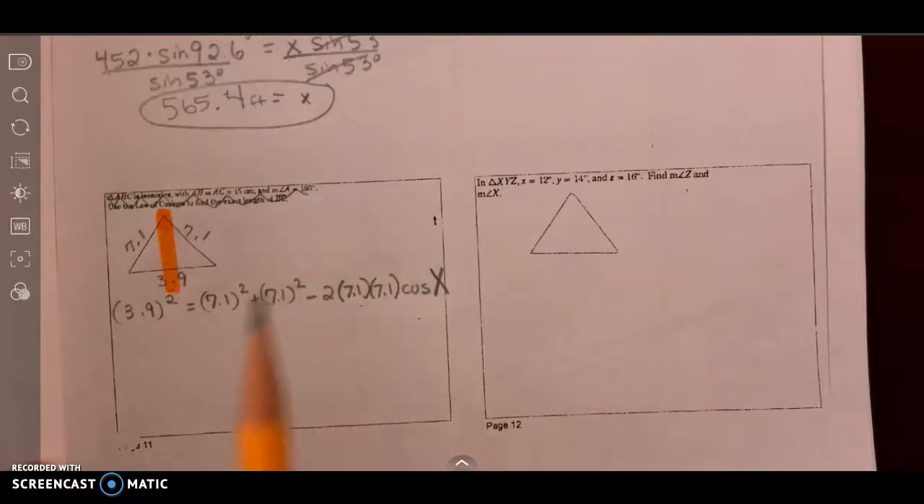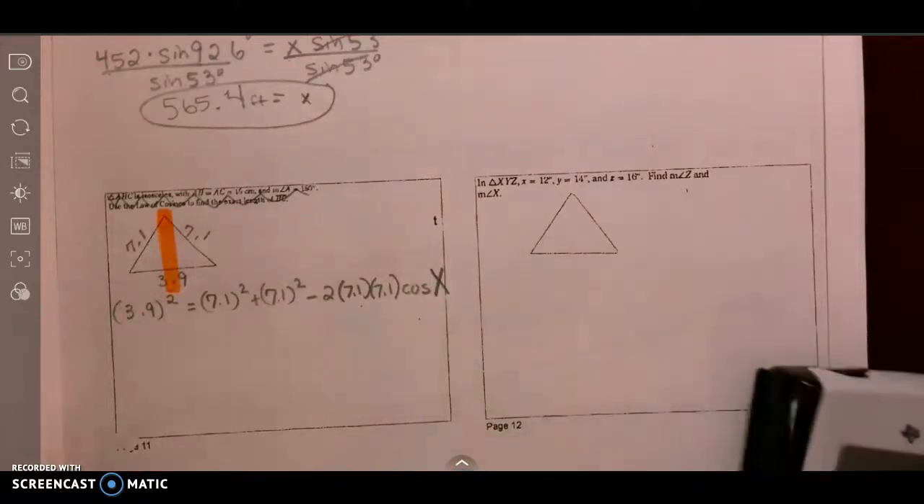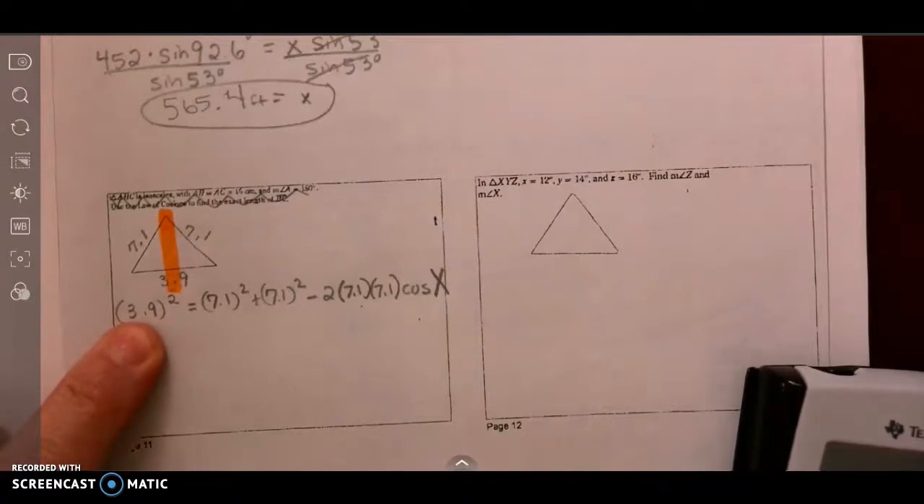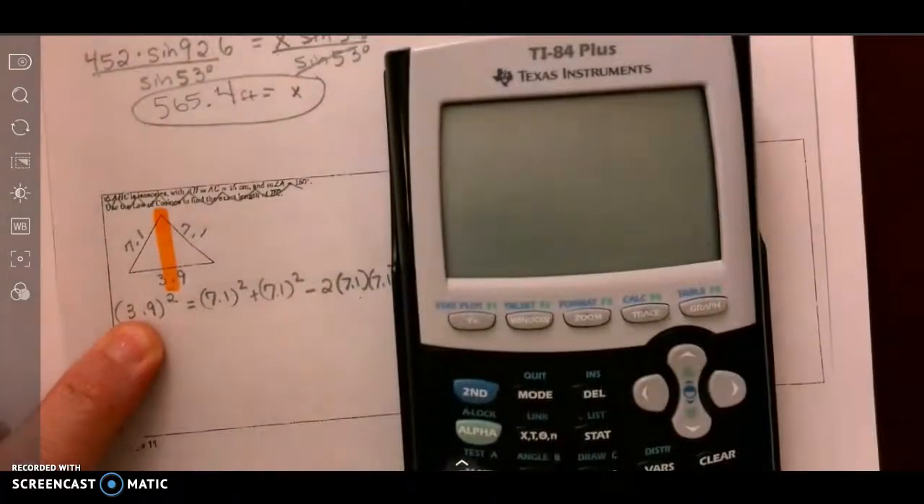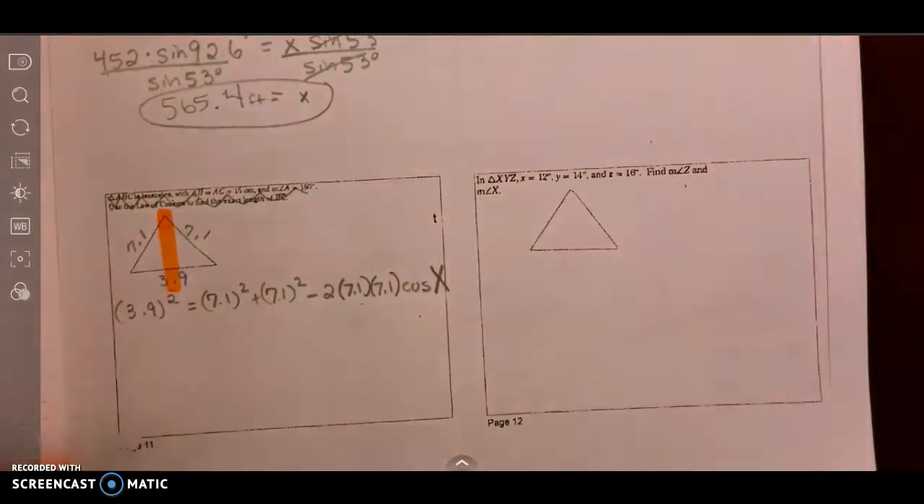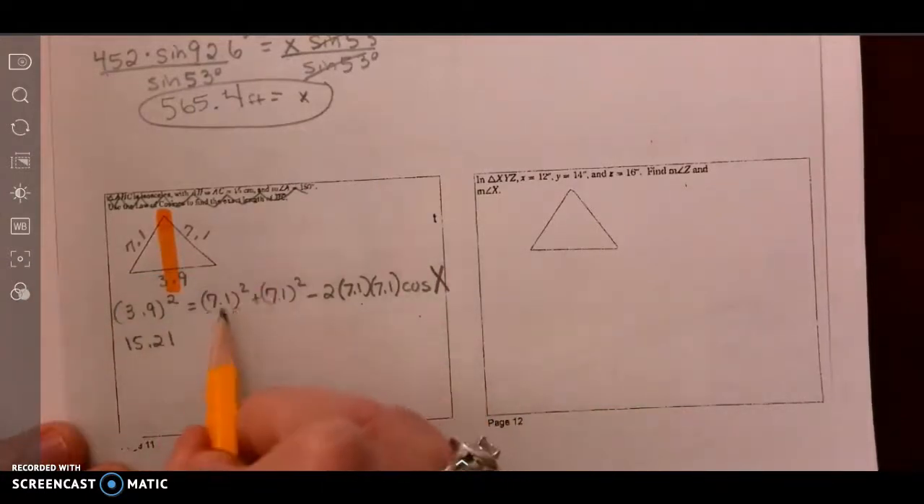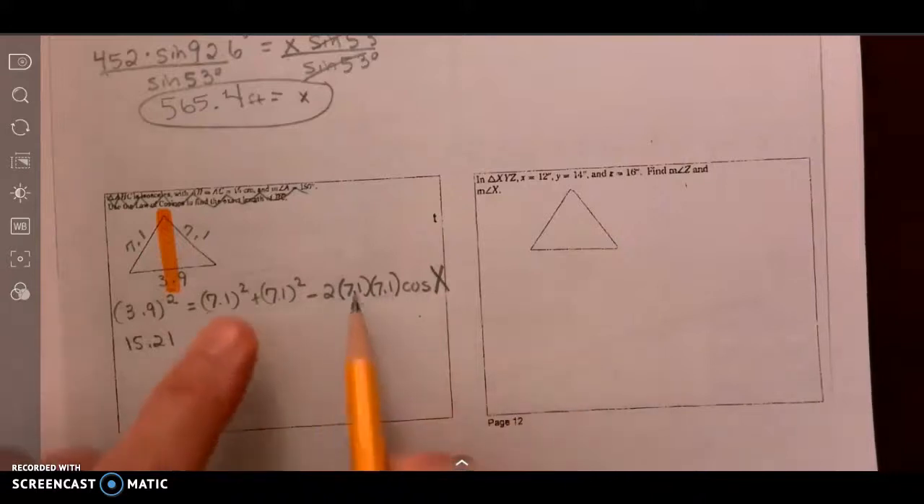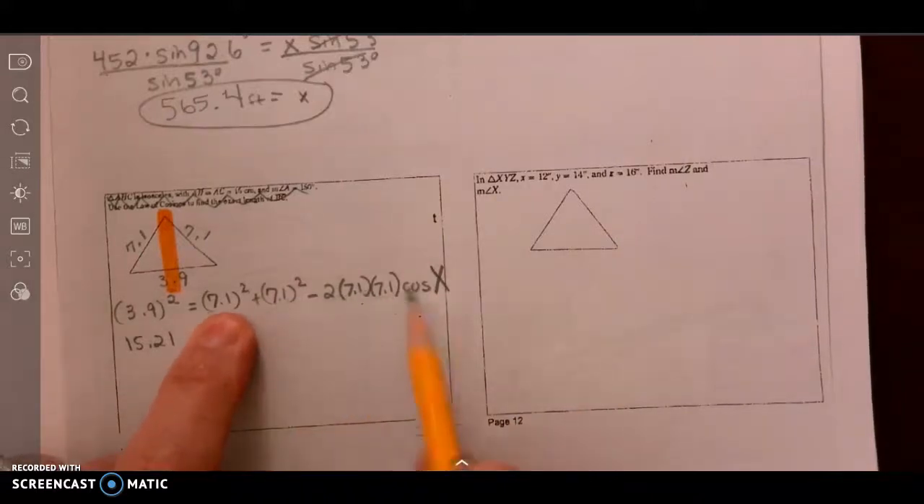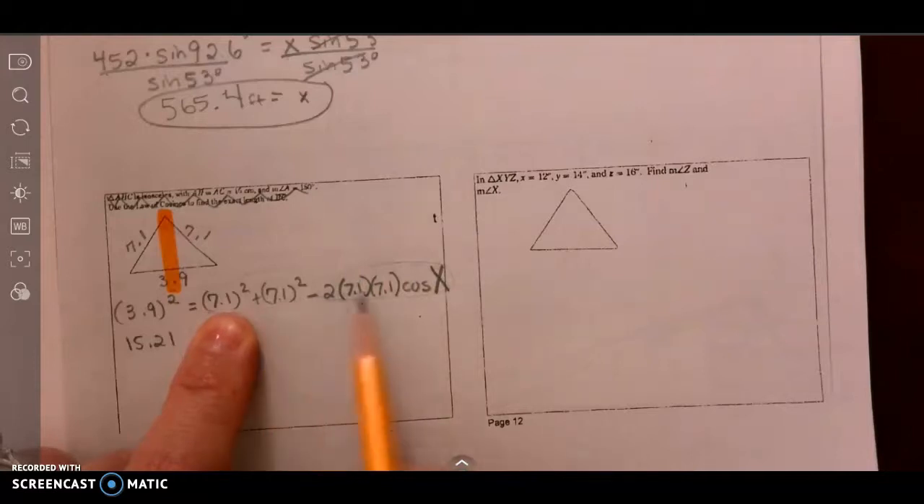Now you have to be really careful with what you do next. This is where a lot of people start making mistakes. All right, let's go ahead and do that 3.9 squared. 3.9 squared is 15.21. I can add these and get this together, but what you can't do is add, subtract. Order of operations says that all of this goes together because multiplication happens before subtraction.